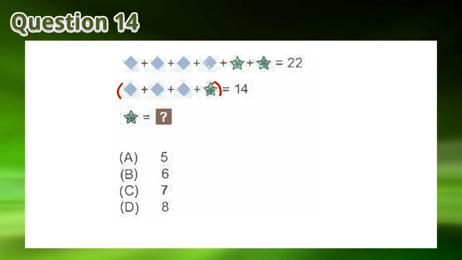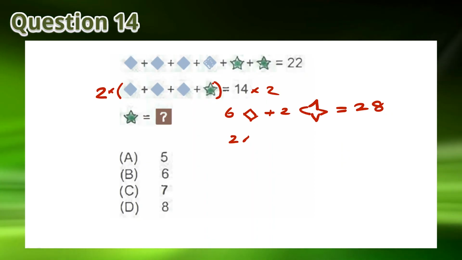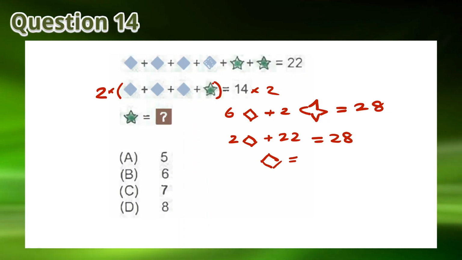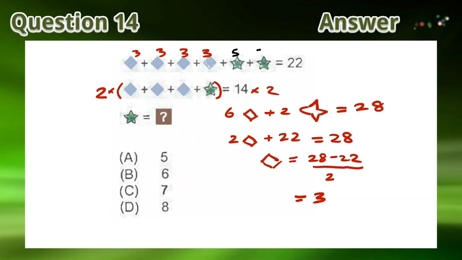If we multiply the second equation by 2, we get 6 diamonds plus 2 stars is equal to 28. We can subtract this from the first equation, and we get 2 diamonds plus 22 is 28. So a diamond is 3. Substituting this value into the first equation, we get that 2 stars is equal to 10 and the star is equal to 5. So the answer is A.